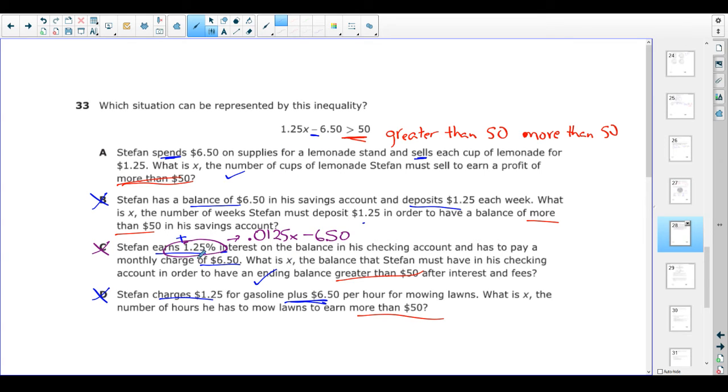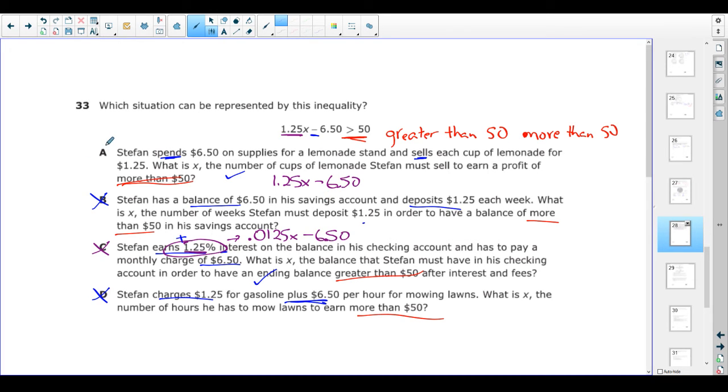And chances are, if you get a question and one of them's in money and one of them's as a percent, if this percent is the same as the number up here, this is not going to be correct. Okay? That's not how percents work. You have to change them to decimals before you can do actual math. Let's see. This one here, he spent $650 on supplies, so that's our minus $650. And then he sells each cup. So we're multiplying the number of cups times 125. And x is, there you go, the number of cups. So this is 1.25x minus 650.